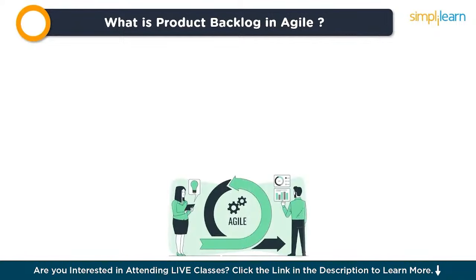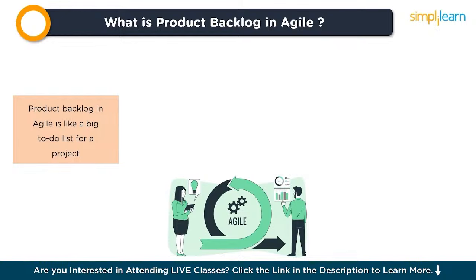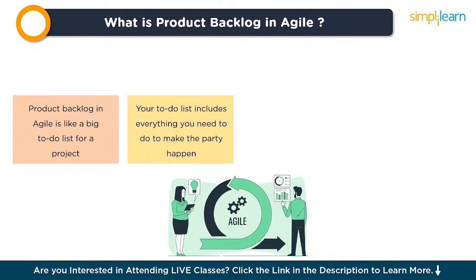Let's understand what is a product backlog in Agile. The product backlog in Agile is like a big to-do list for a project, specifically for those projects managed using Agile methodologies, which are approaches to software development that emphasize flexibility, collaboration, and customer feedback. Imagine you're planning a big party which represents the final product. Your to-do list, the product backlog, includes everything you need to do to make the party happen. This list might include tasks like send out invitations, buy decorations, plan the menu, and so on. Each task is important for the party to be successful.